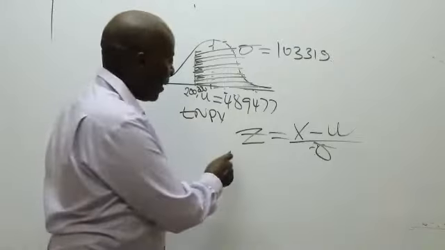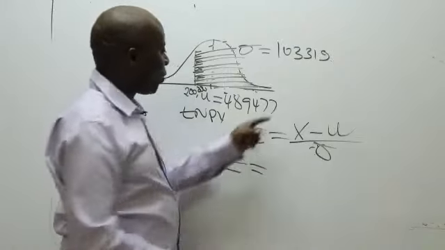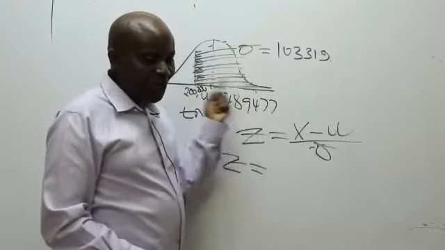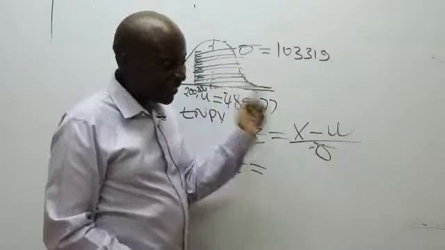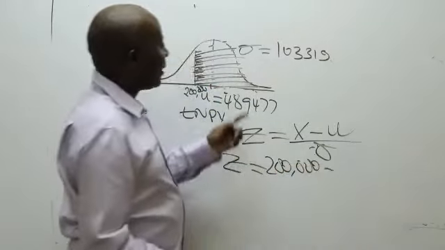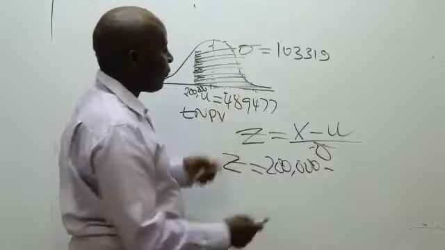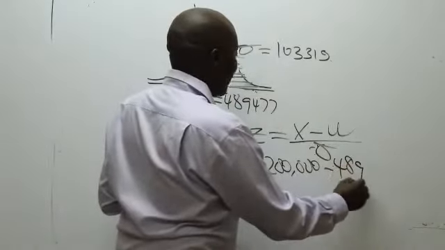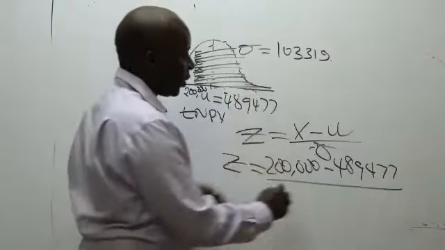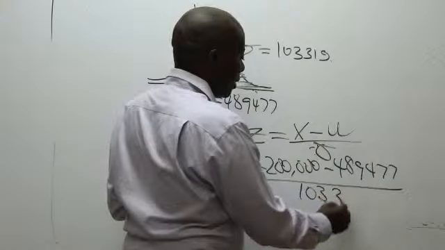So in this case here, my Z will be equal to, from your understanding, what will be your X value here? 200,000 minus the mean. The mean is here, 489, 477 divided by the standard deviation, which is 103, 319.